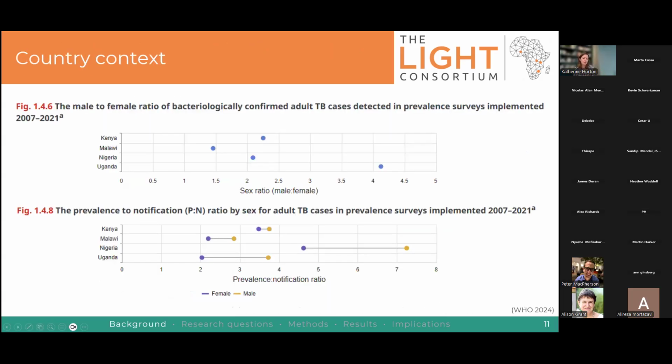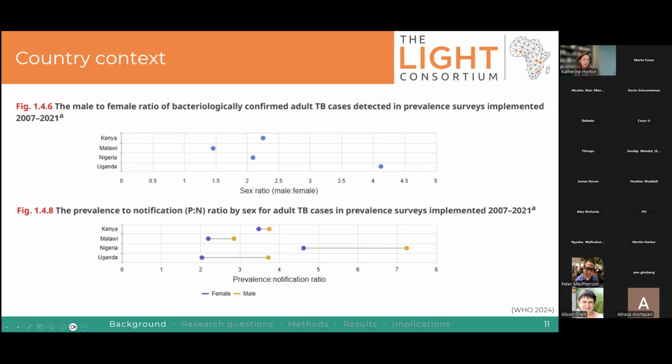If we then look at the specific country context where we've done this modeling, I mentioned previously that we're working in Kenya, Malawi, Nigeria, and Uganda. And here I've extracted the sex disaggregated data on prevalence and prevalence to notification ratios from the Global TB Report. And I would just highlight a couple of the differences that we see across these settings. These are all sub-Saharan African settings, but there are important differences when we think about gender or sex and TB in these settings. So thinking about prevalence, you can see the male to female ratio in prevalence is extremely high in Uganda, more in line with what we see as global estimates in Nigeria and Kenya, and a bit lower in Malawi.